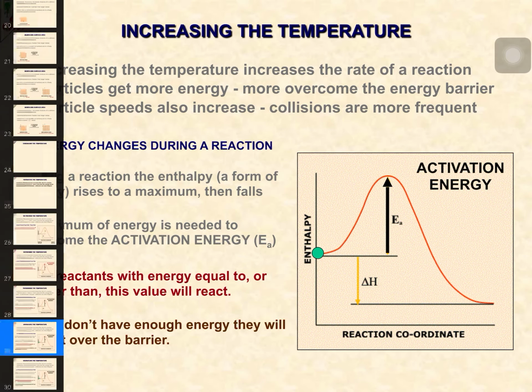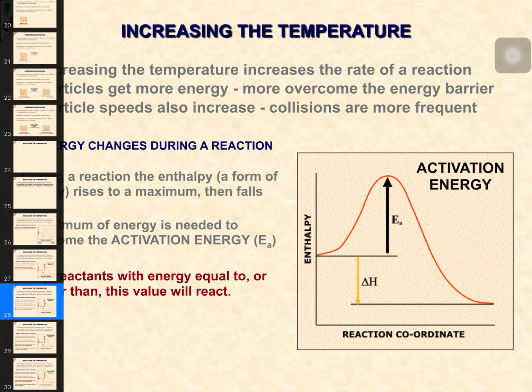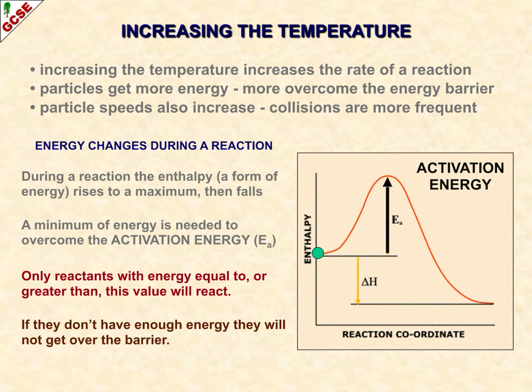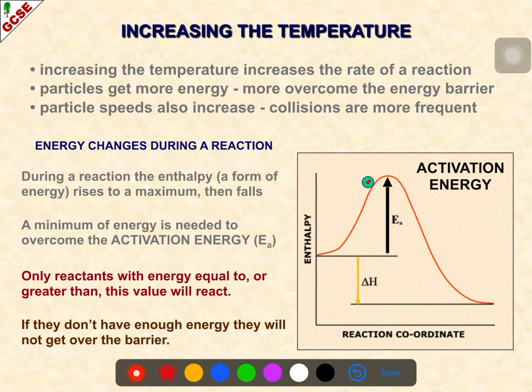All right, so if they don't have enough energy, they will never get over the barrier. So let's see. This one, the ball, does not reach the activation energy. Okay, the minimum energy it requires for them to become a product. So if they have enough energy, they will get over. So if this one has enough energy, what will happen? It can go across the wall.